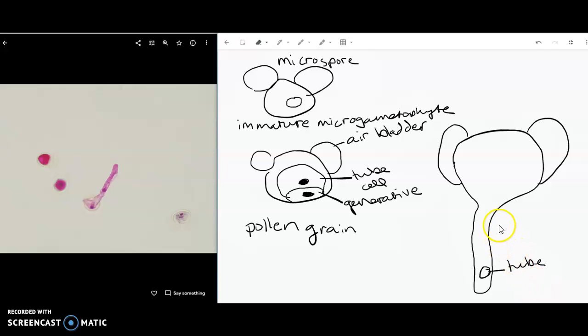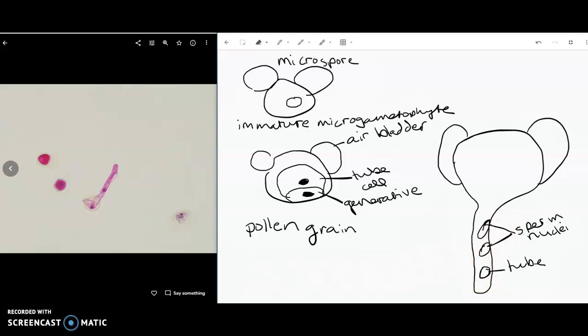And at some point, the generative cell nuclei will divide, and so these will become the sperm nuclei. Depending on where your slide or what stage it was preserved at, you may not see both sperm nuclei. You may just see one and then the tube cell. So it'll vary a little bit.